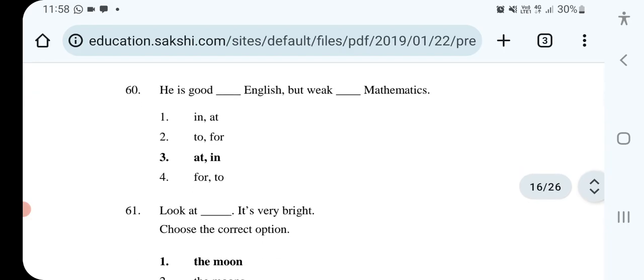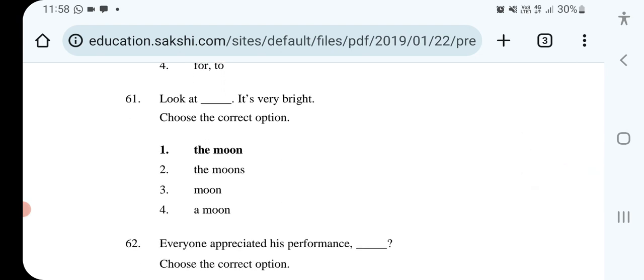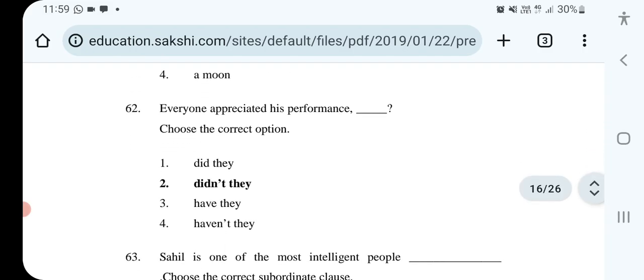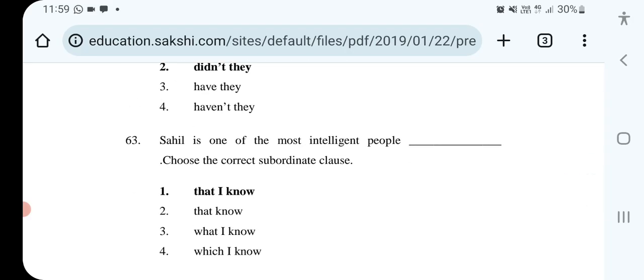He is good at English but weak at math. He is good at English but weak in mathematics. Look at the moon, it's very bright. Everyone appreciated his performance. Everyone appreciated, didn't they? Yes. Shahid is one of the most intelligent people that I know.